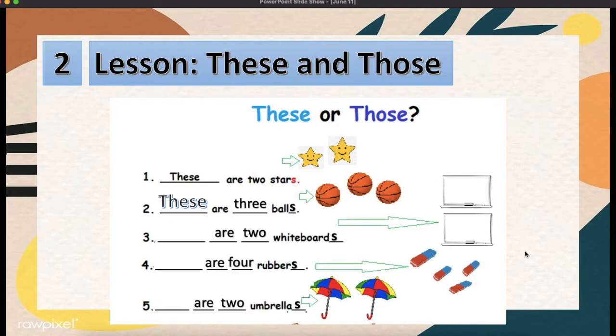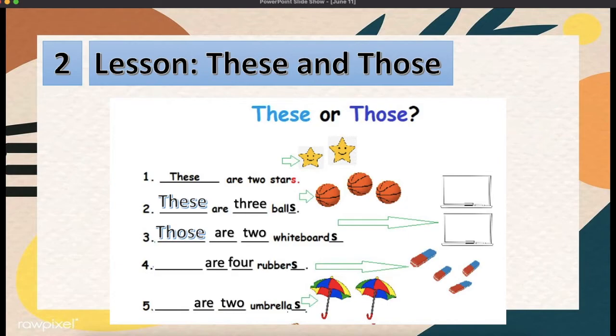Number three. Blank are two whiteboards. So we have here two whiteboards and it is far. So if it's far, what are we going to use? We are going to use those. Those are two whiteboards.